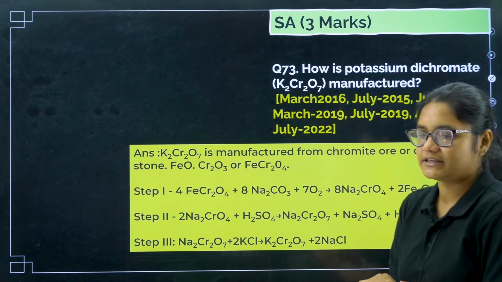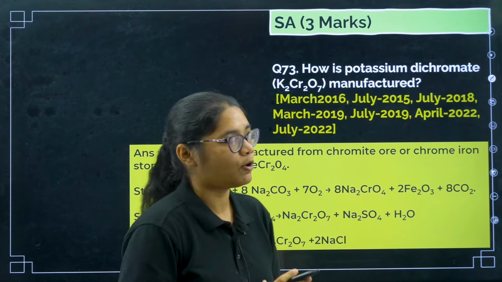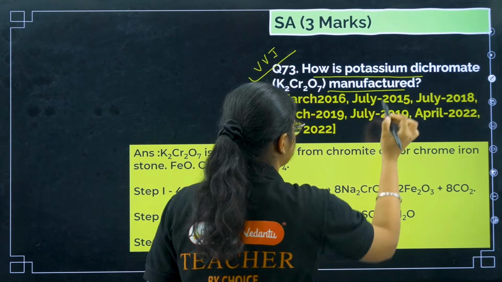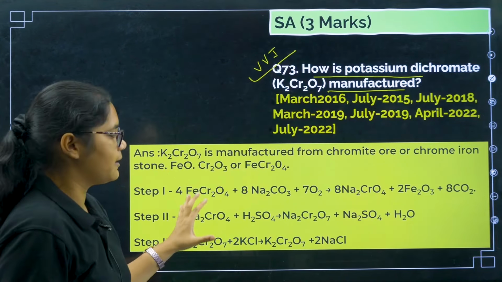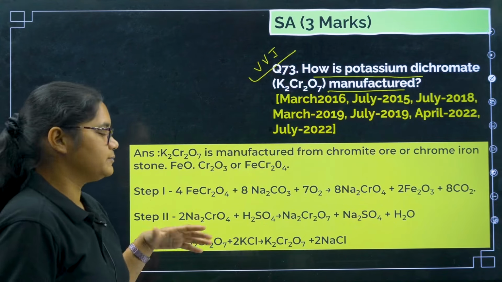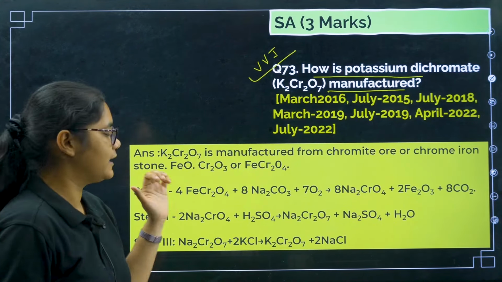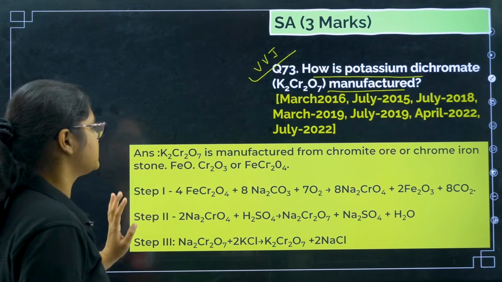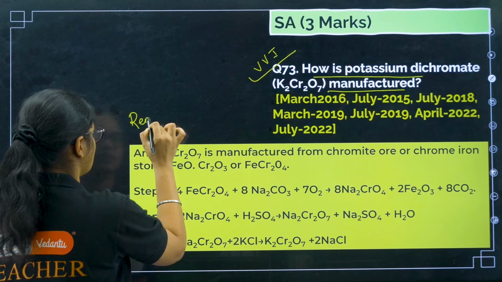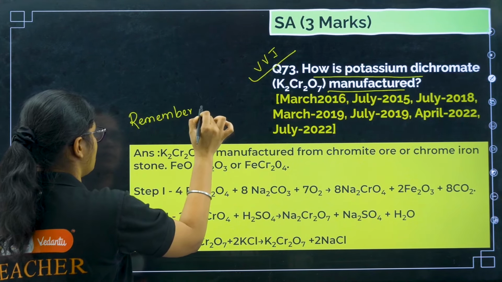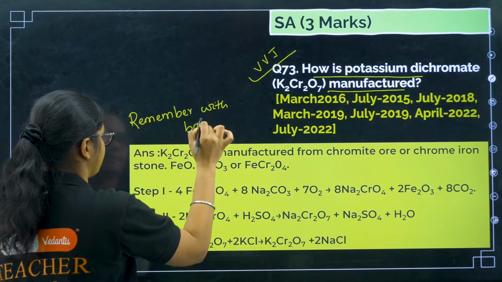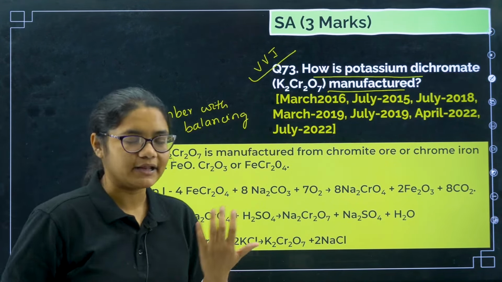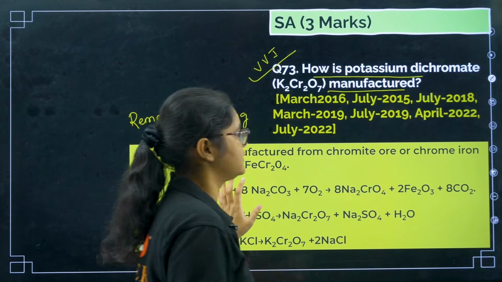Next, preparation of potassium dichromate, this is a very important question. Definitely must study this one. I know this is difficult to memorize, but please rewrite it, practice it again and again, and memorize these reactions. Balancing of equations should be done, so remember with balancing. You know how to do balancing in the exam, but have some idea so that you don't waste time balancing this reaction.